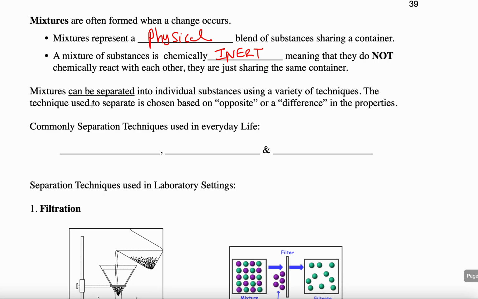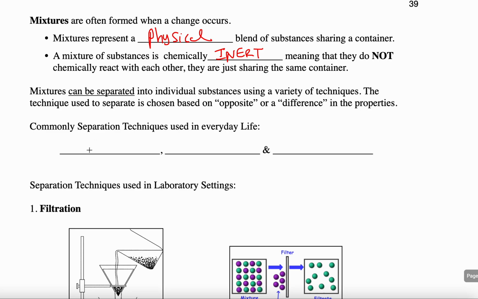Because of that, mixtures can be separated into individual substances using a variety of techniques. The technique that is chosen to separate the components of a mixture from each other is based on an idea of opposites or differences in their properties.